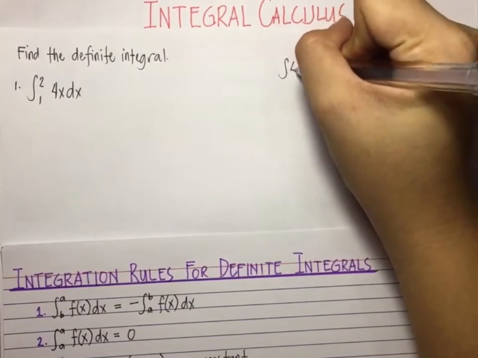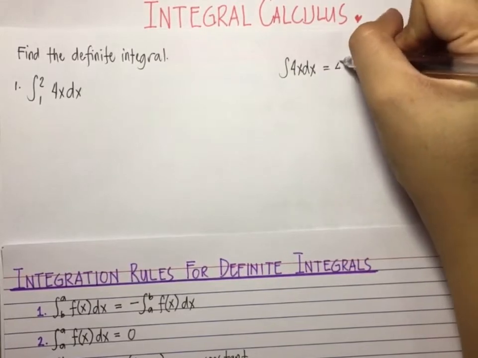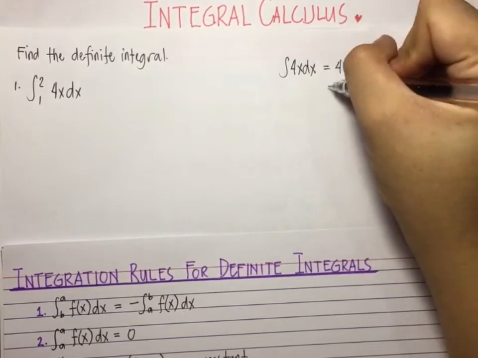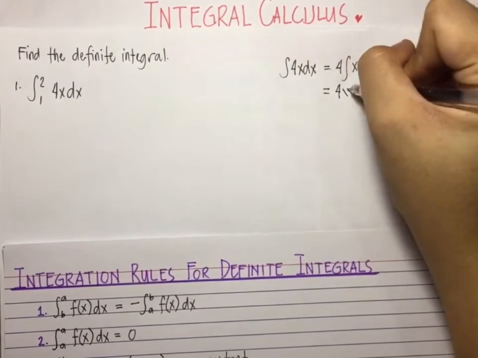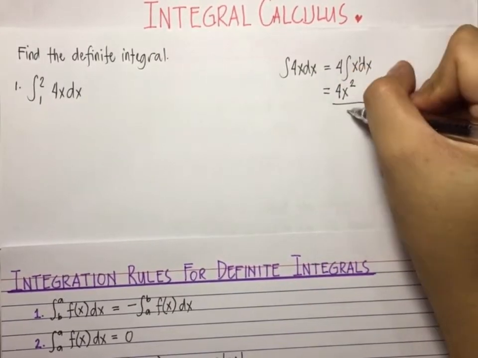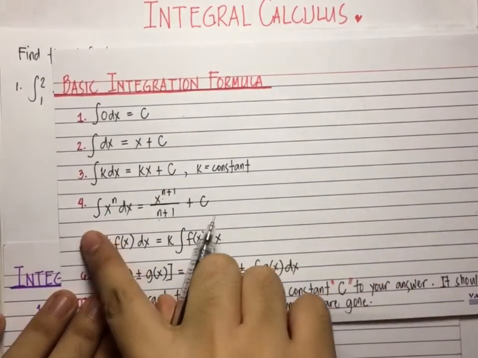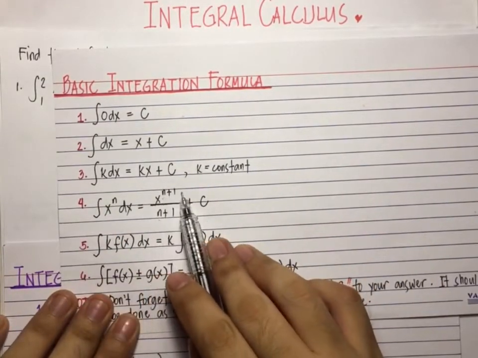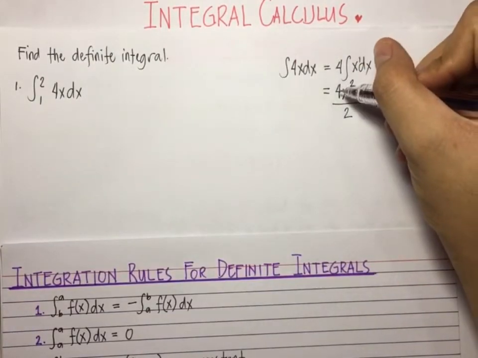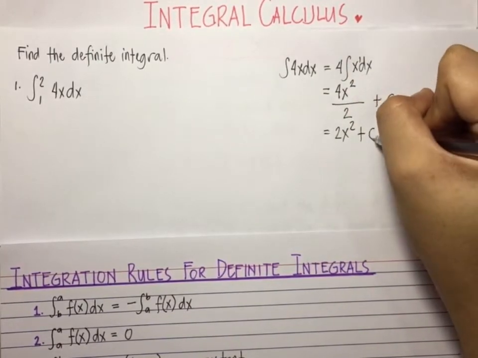So find the integral of 4x dx, and this is equal to, take the constant 4 out of the integral and find the integral of x dx. And this is equal to 4 times x raised to n plus 1, so x squared, divided by 2, plus c, by applying the power rule, x raised to n plus 1 over n plus 1 plus c. Simplify, 4 divided by 2 is 2, copy x squared plus c.